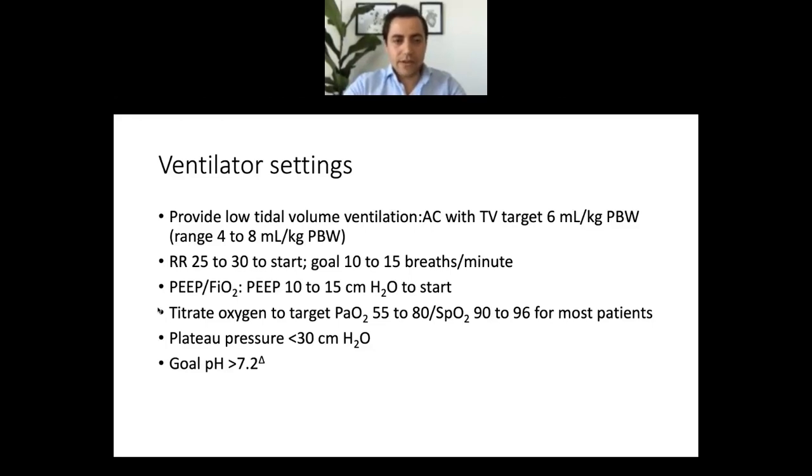And you can start with a PEEP around 10 and titrate the PEEP according to the PEEP FiO2 table provided earlier. And again, the target for your oxygen should be between 90 to 96%. Avoid plateau pressures above 30 centimeters of water. And for the intubated patients, the goal for the pH is above 7.2.